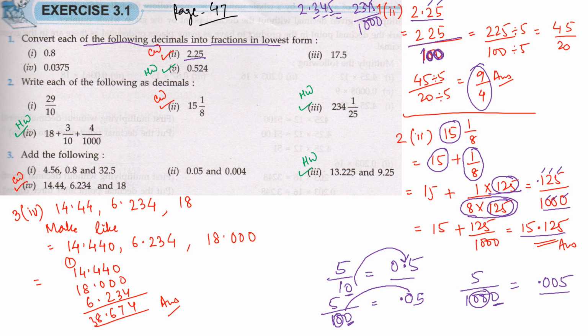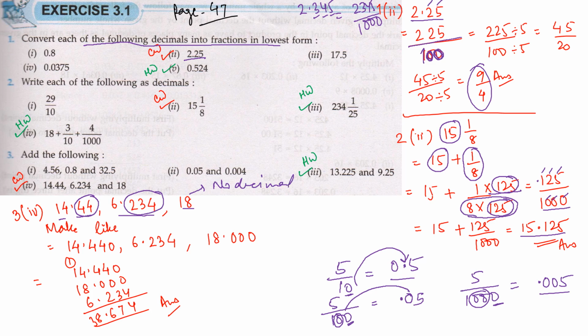Fourth one, very simple. You have to add the numbers. So in order to add or subtract or compare, we make them like. And how we make them like? By adding zeros. Look here. 14.44, 6.234 and 18. Three different kind of numbers are there. It has 2 digits after decimal, it has 3 digits after decimal, and it has no decimal.